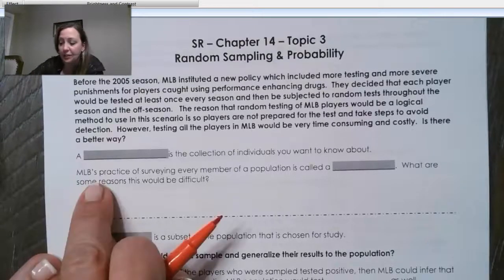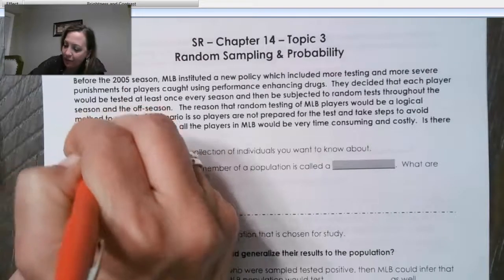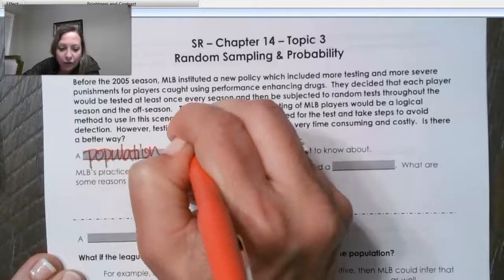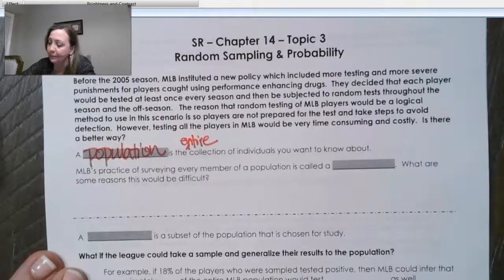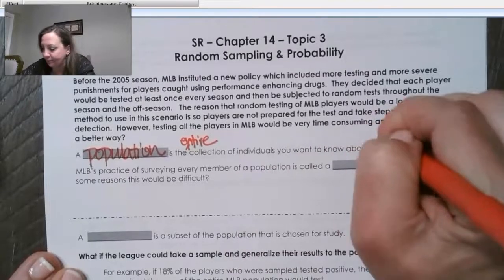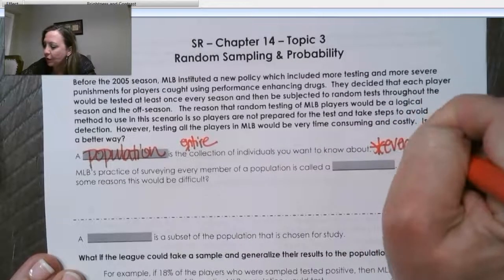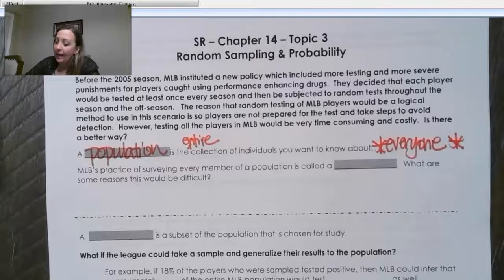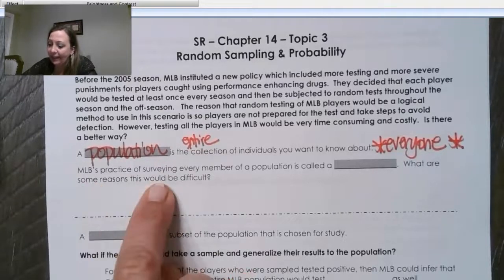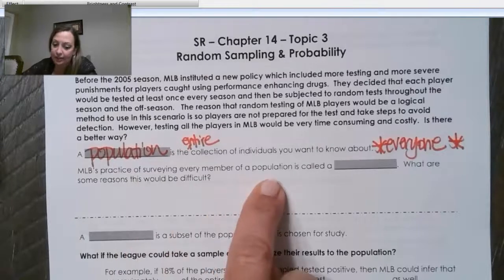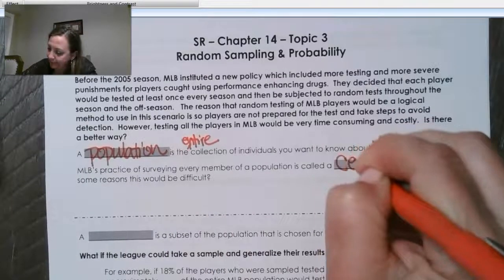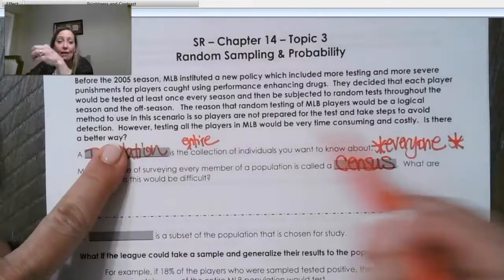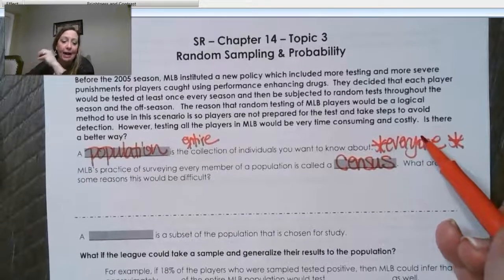So here's one of our first definitions, and that is a population. A population is the, I'm going to say, entire collection of individuals you want to know about. It's everyone. So the population would be every player in Major League Baseball in this case. MLB's practice of surveying every member of a population is called a census. So a census is when you are dealing with everybody and you are getting information from everybody.